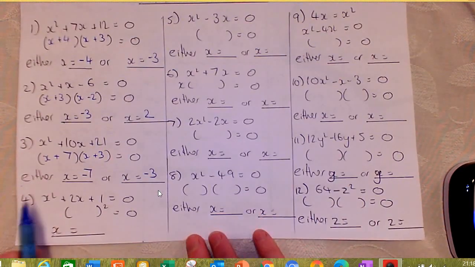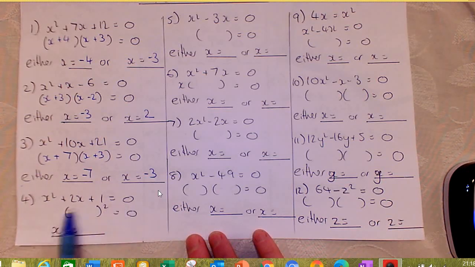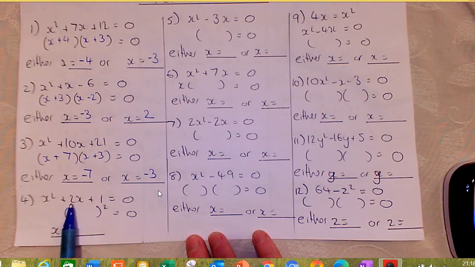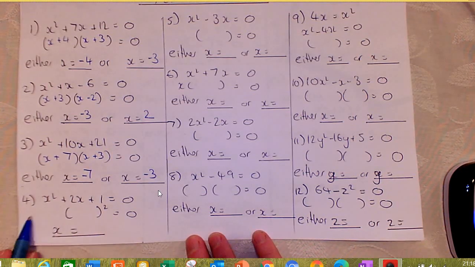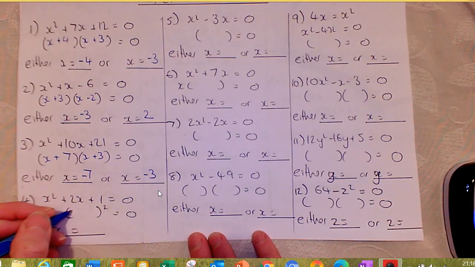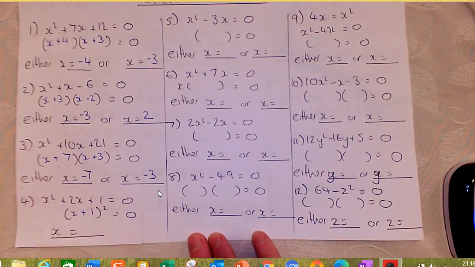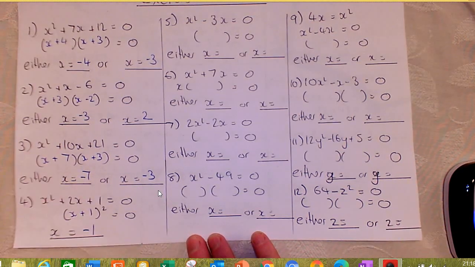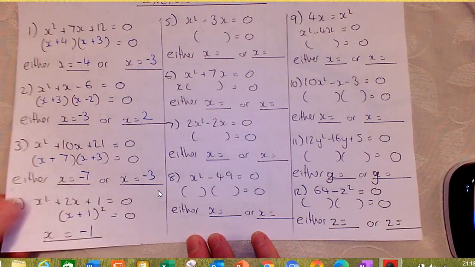Moving on, x squared add 2x add 1 equals 0. Well, in fact, you need times together to make 1, added together to make 2. So you need x add 1, x add 1. So I could have put two brackets, x add 1, x add 1, but in fact, I could just write x add 1 squared. So x needs to be minus 1. So you don't have two solutions there. There's only one solution on that one.